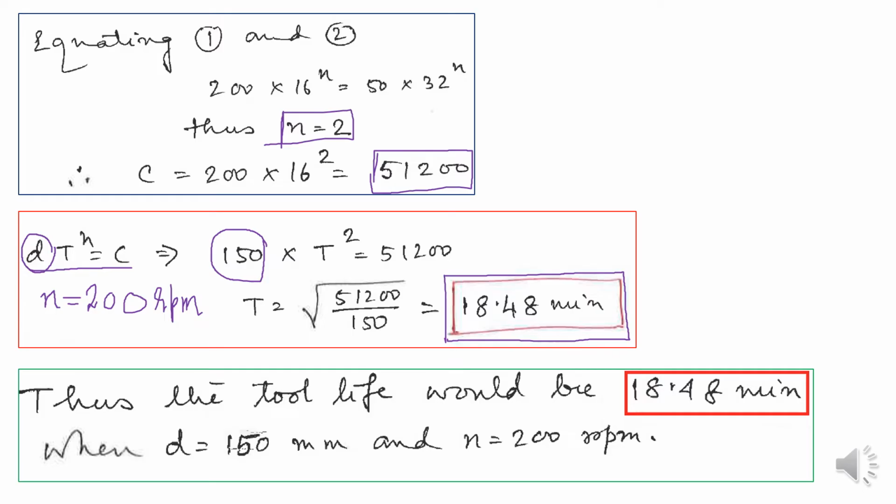We reduce that to D into T to the power n into C because our rotational speeds were constant in the given problem. This is a very straightforward problem. Now let us go to another problem which is rather interesting.